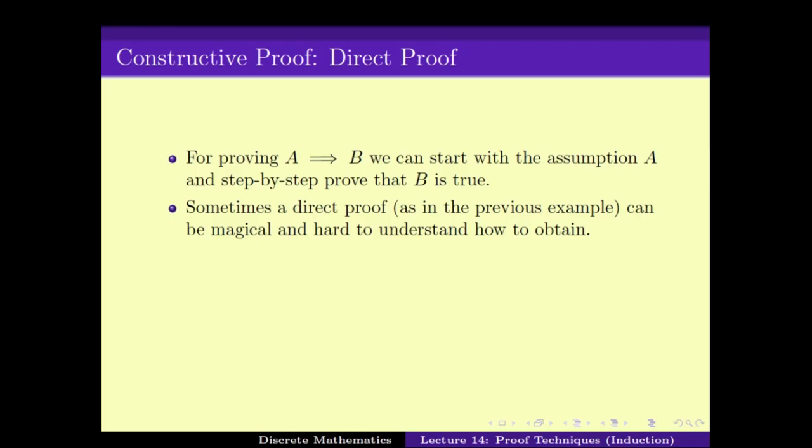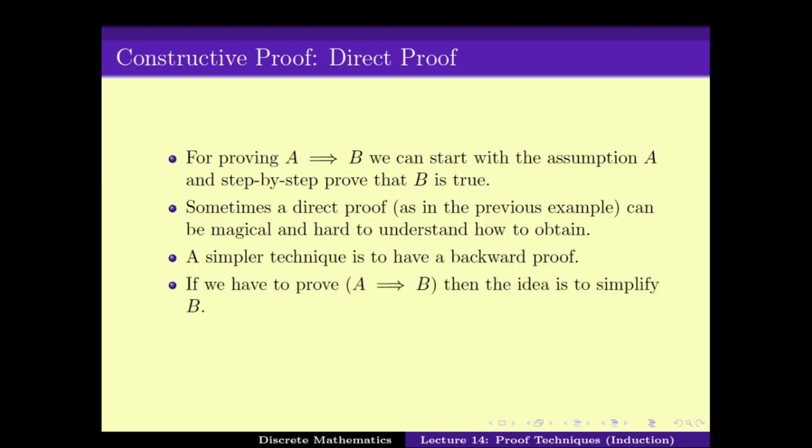So, there is another technique for attacking this problem, namely going via a backward proof. Or in other words, to prove A implies B, start with B, simplify it. Now, if you can simplify B to something called C, then proving A implies B is the same as proving A implies C, and in that case, A implies C can be easier to prove. So this is called the constructive proof or direct proof.